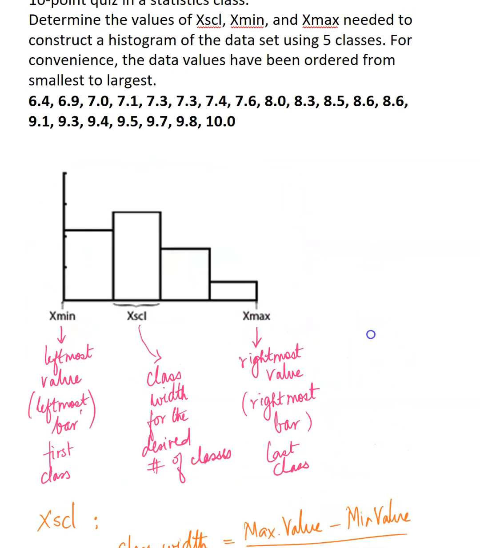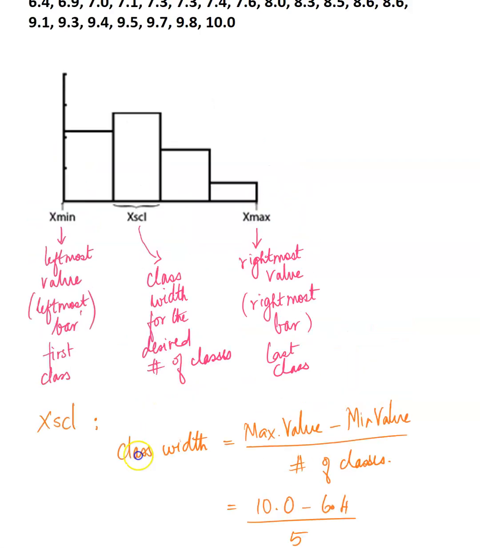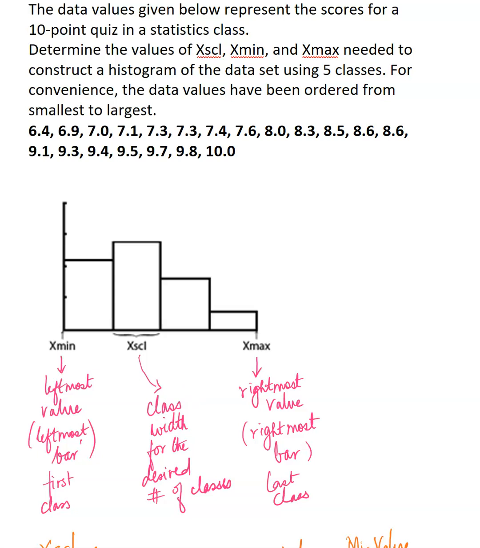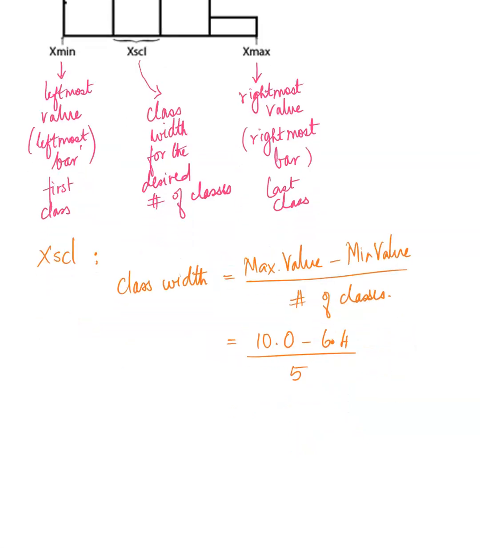So the maximum value, because it's arranged for us from smallest to largest, is a lot more convenient. So you know the maximum value is 10 and the minimum value is 6.4. Divided by the number of classes, which is 5 because that's specified in the problem. Okay, 5 classes. And that comes out to be 0.72. Okay.